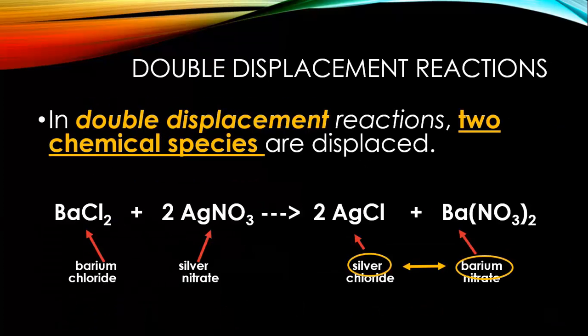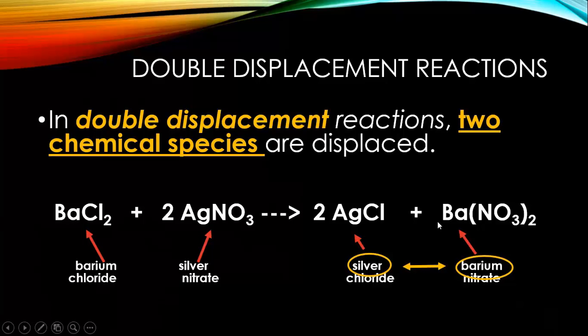Double displacement is where 2 of the chemical species are displaced. So it's similar to single displacement, but now you've got 2 displaced. Let's have a look at this here. I've got barium chloride at the start as my first compound. When it reacts with silver nitrate, it produces silver chloride and barium nitrate. So the metals, all they do is they swap between each other in the products here.